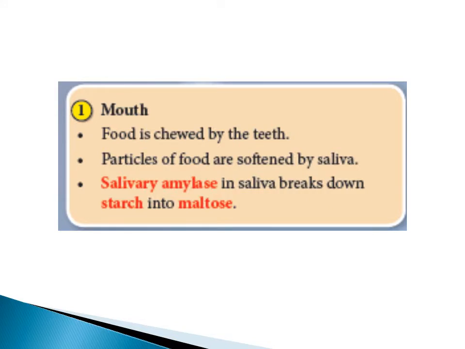So the food digestion process starts in the mouth, where food is chewed by the teeth. When it's chewed, it is broken down into smaller substances, and particles of food are softened by saliva. What you can do is take some rice, chew it and see. The teeth will begin to break it down and the saliva will soften it so that the salivary amylase in the saliva can break down the starch into maltose. Salivary amylase is secreted by the salivary gland in the mouth.